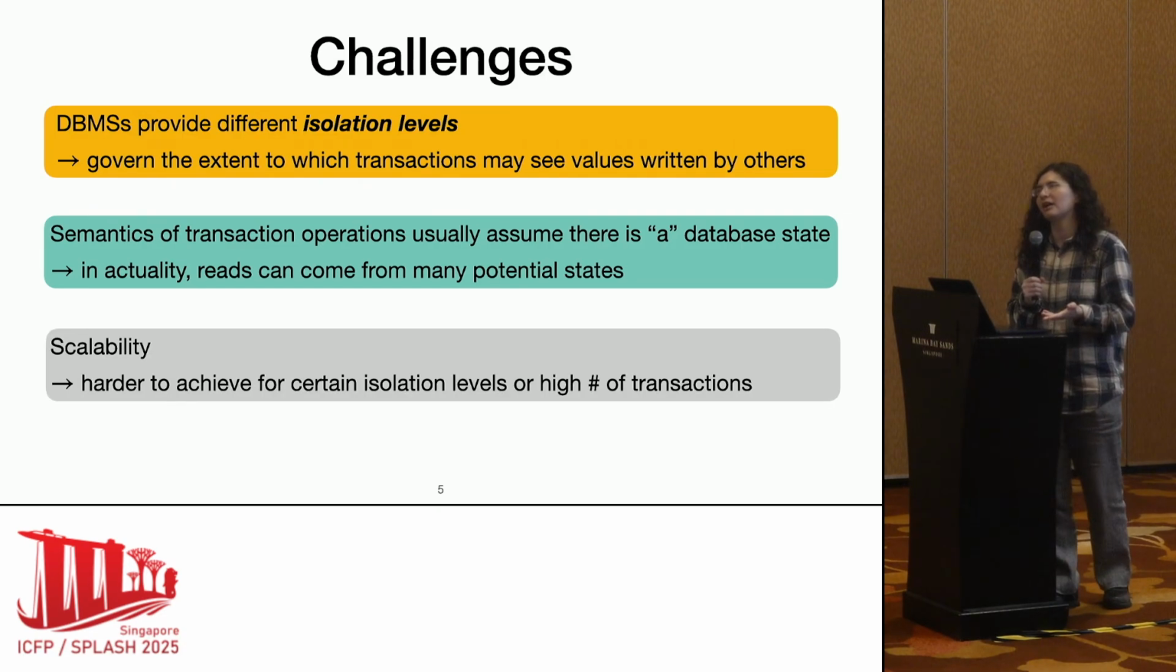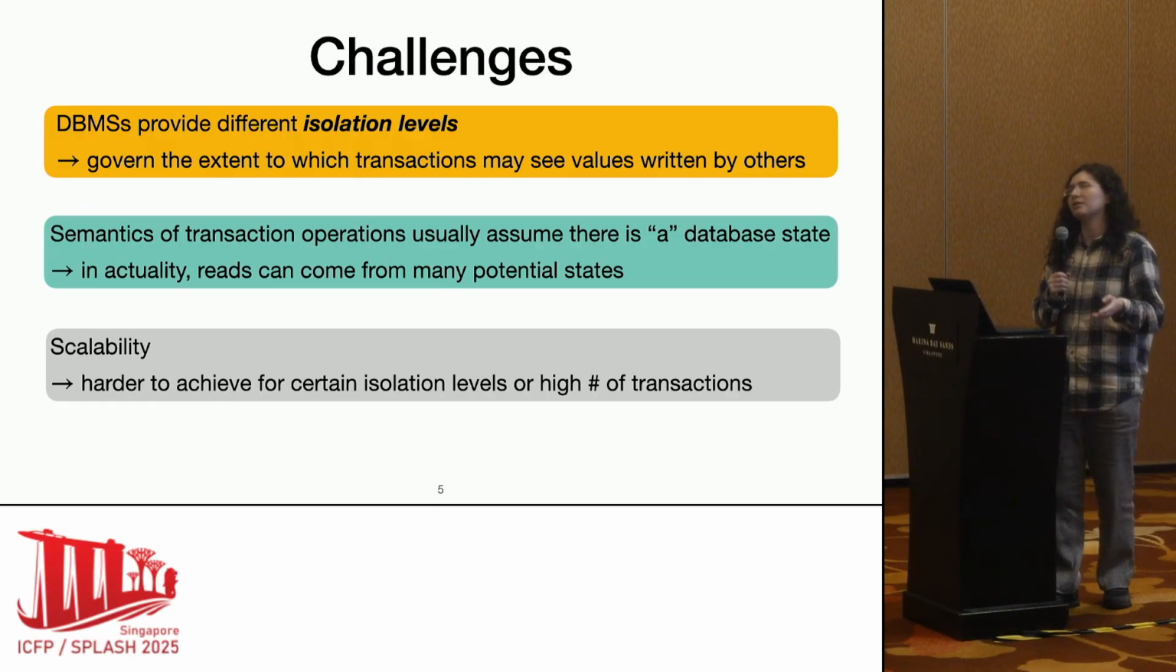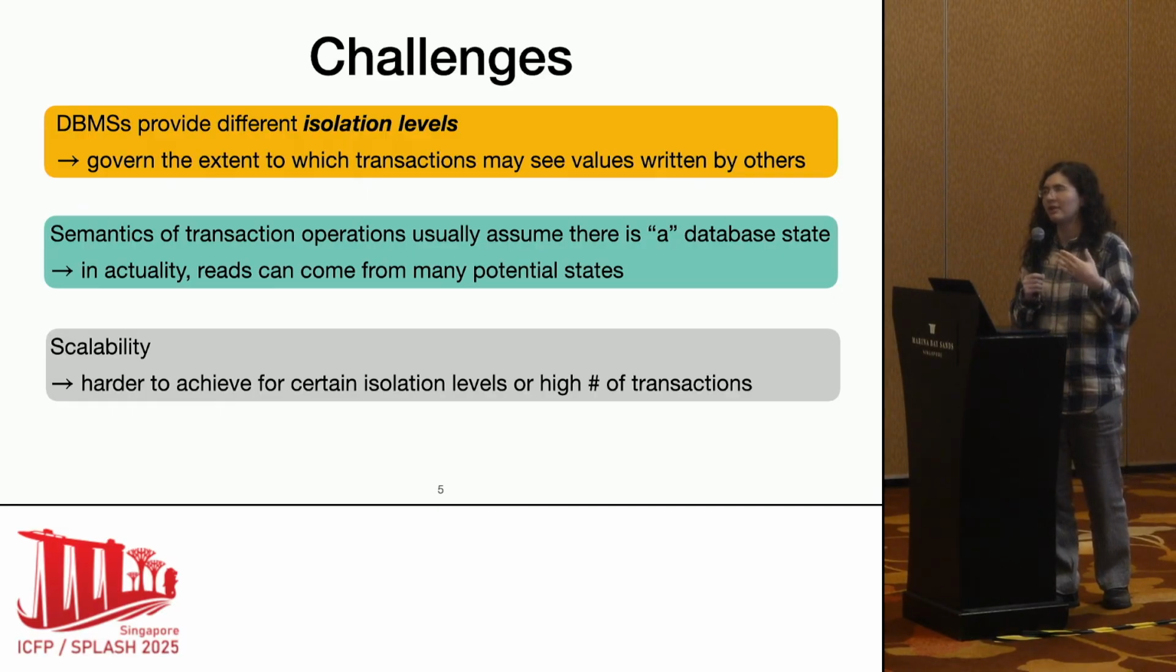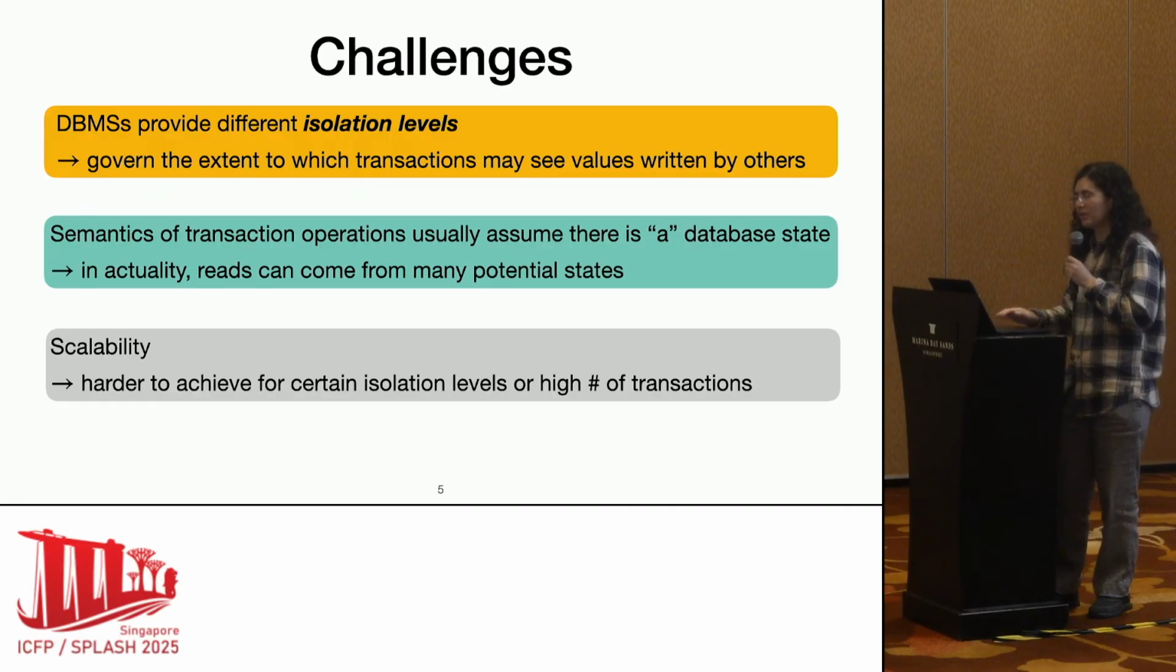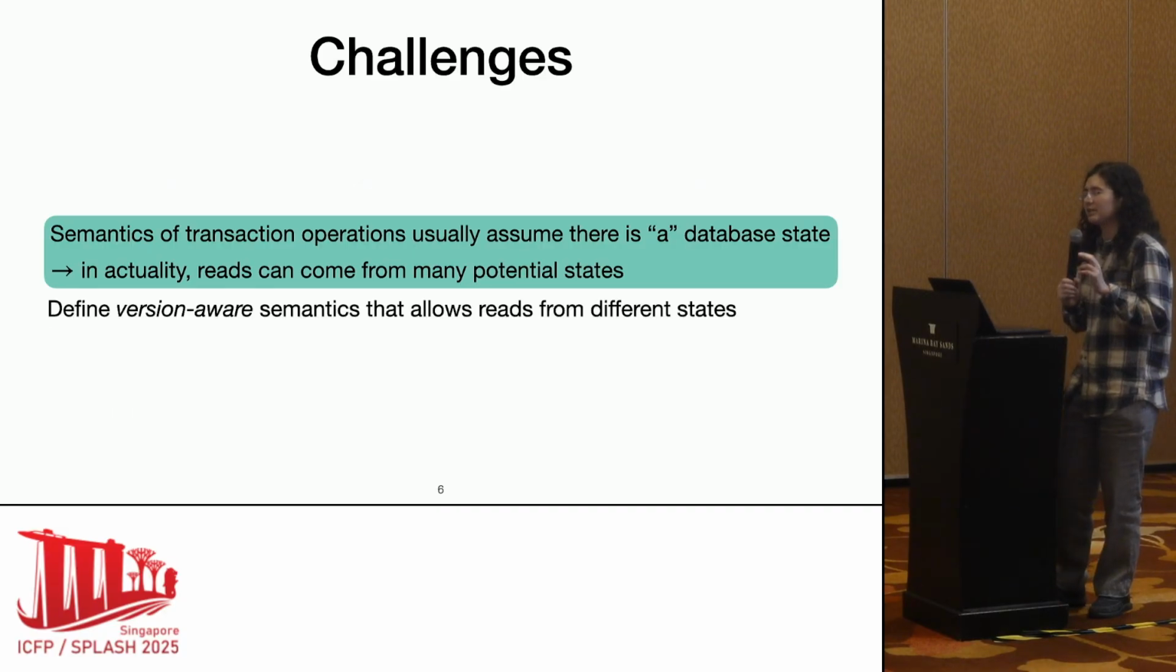Scaling becomes harder as we have isolation levels that allow for more and more non-determinism in which states can be read from. And also this becomes challenging as we have higher numbers of transactions and higher complexity of transactions. So I'll talk about each of these. I'm going to start by talking about the second one.